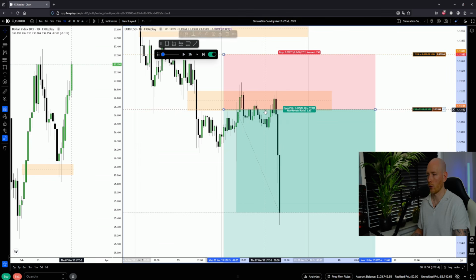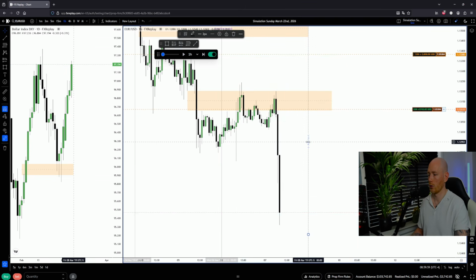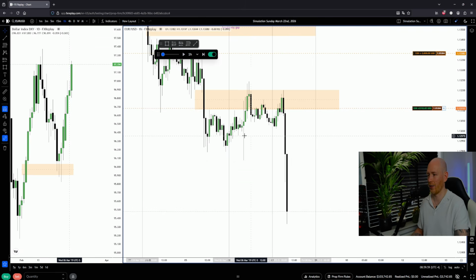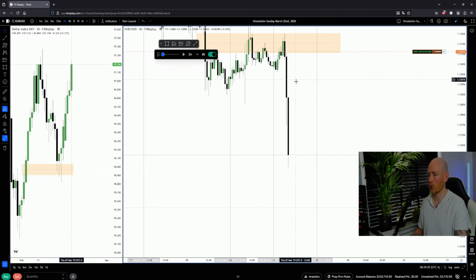Wait, I'm missing one. Why is this line here? Okay, hold on, let me remove this. I missed one line, I guess. Yes, okay. I missed one line. Okay, this is the manipulation. It's still a valid 4-hour key level.